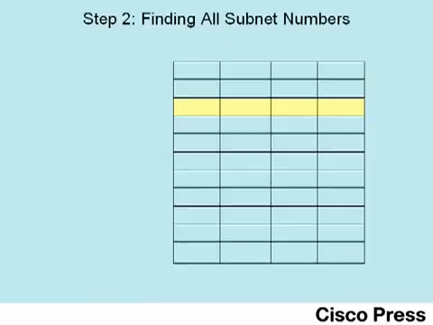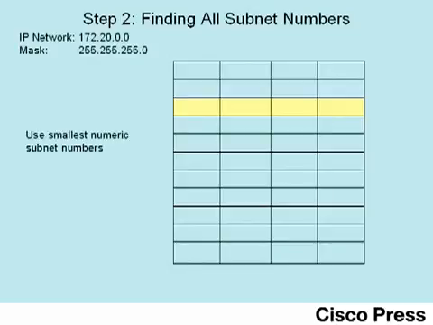Next, let's take a look at scenario step 2, in which we will determine all the subnets of a particular Class B network and then choose 5 subnets to use for this topology. Now the network manager in this case has told us that we're going to use Class B network 172.20 with mask 255.255.255.0. The network manager has also told us that once we figure out what the subnet numbers are using that network number and that mask, that we want to use the smallest numeric subnet numbers to support the network that we're deploying.